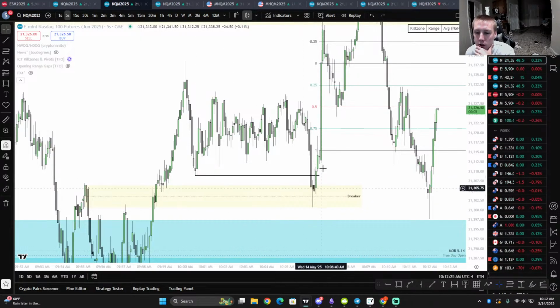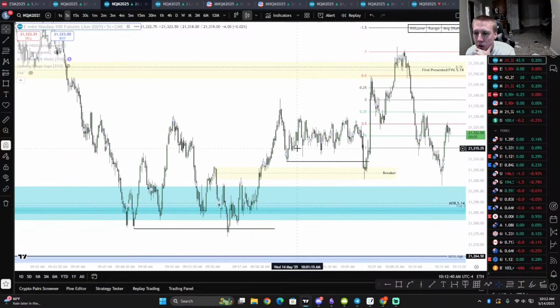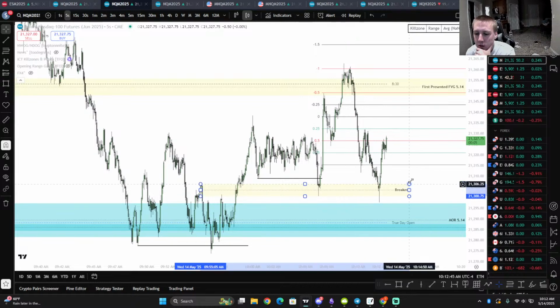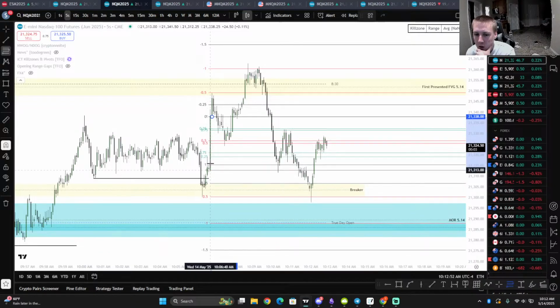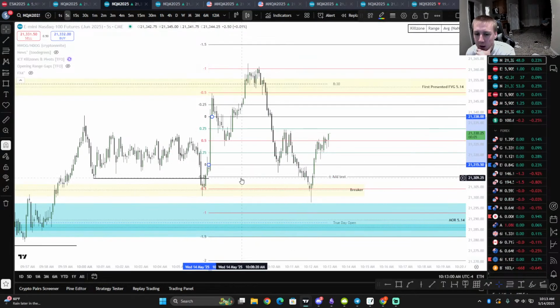Then we get our large displacement. What are we respecting? 0.5 here. And I'm not including this volume imbalance. And then what do we have? A -1 projection of that. And now we're back down in the middle of this inefficiency. Let's project this lower as well. See -0.5.